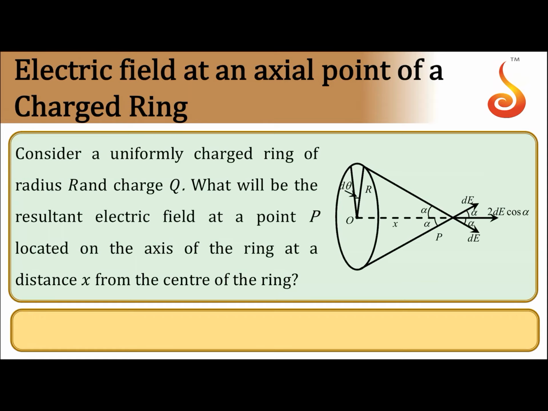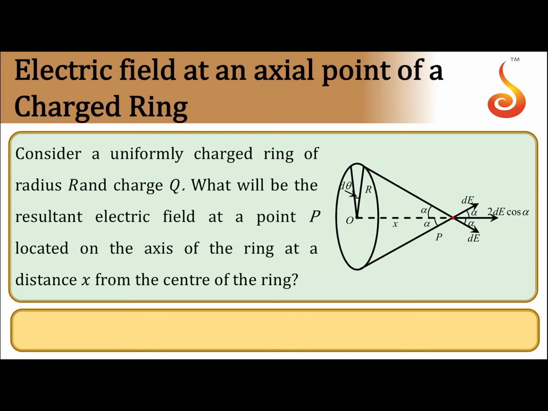Consider a uniformly charged ring of radius r and charge q. What will be the resultant electric field at a point P located on the axis of a ring at a distance x from the center of the ring? So here our intention is to find the field due to a charged ring at a point along its axis, which is at a distance x.